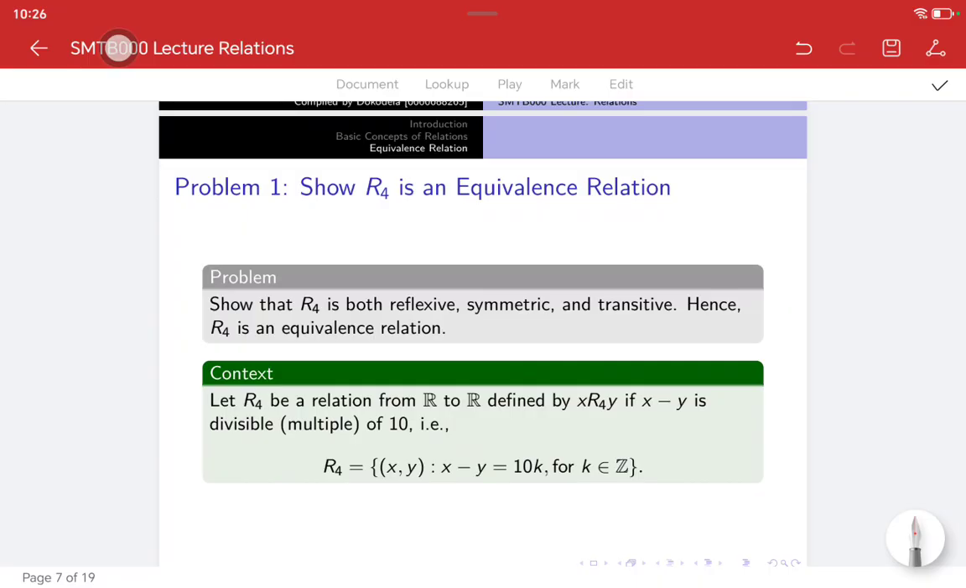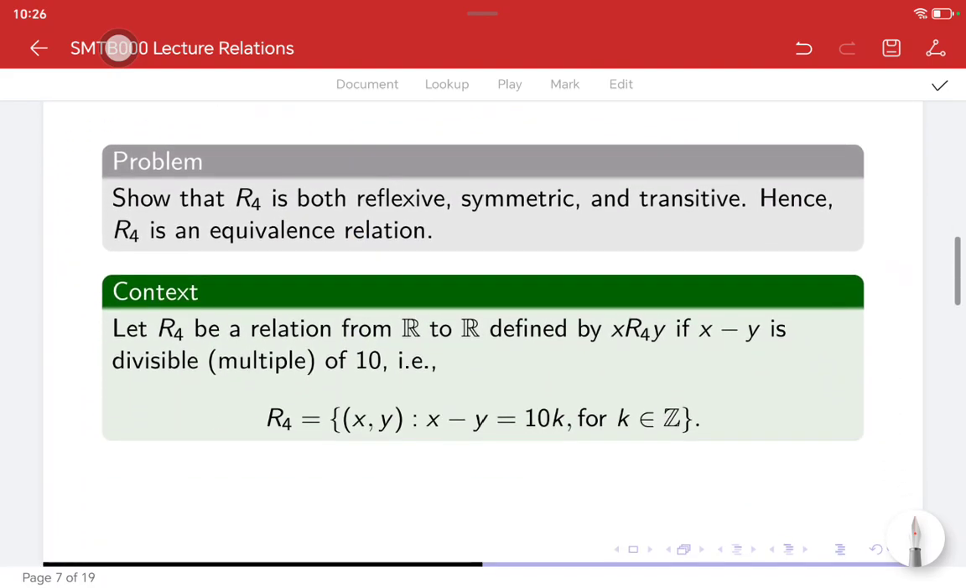The first problem, we say that we must show that this R4 is an equivalence relation. Then the problem says that we show that R4 is reflexive, symmetric, and transitive. Hence, R4 is an equivalence relation. So they'll just say, show that this is an equivalence relation, right? Then the context says: let R4 be a relation from R to R defined by X R4 Y if X minus Y is divisible by 10.